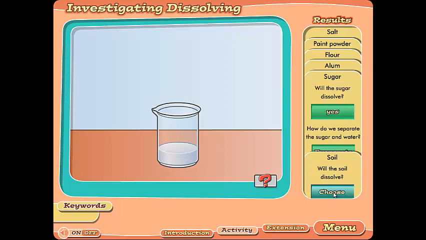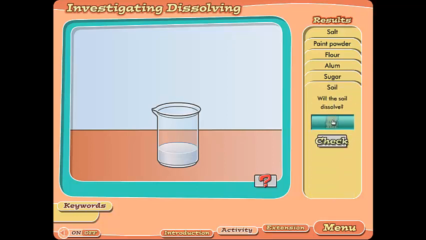Well done. Soil. Will it dissolve or not? Is it soluble or insoluble? Maybe no. Let's check. That is correct. Well done. It's insoluble. So how can we separate it? Maybe evaporation or filter. As it's insoluble, it must be filter. That is correct. Well done.